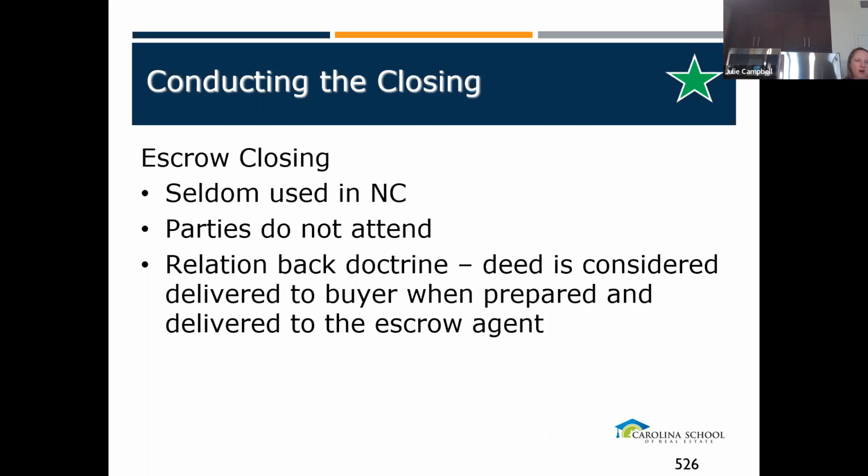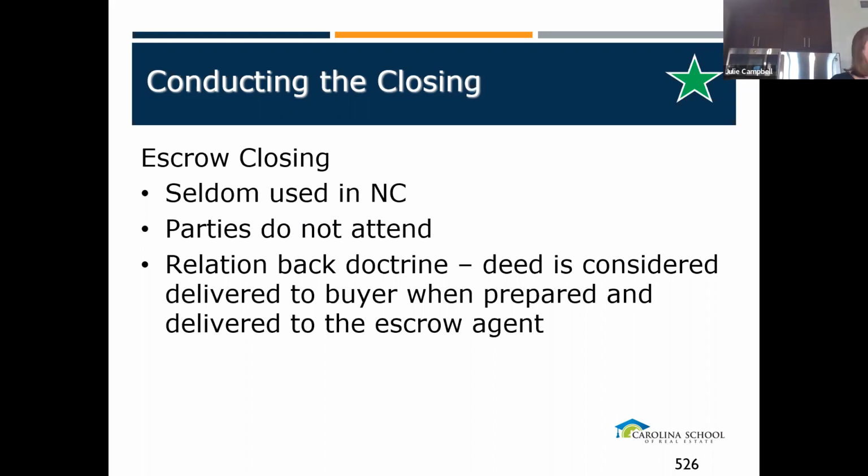Why is it important that we talk about this, you ask, if this is not how we do it in North Carolina? Well, North Carolina is one of few states that doesn't use the escrow closing method. This is more common than our system that we're talking about next. So it's important, one, that we know there are two different ways to do it. North Carolina doesn't use escrow closing.